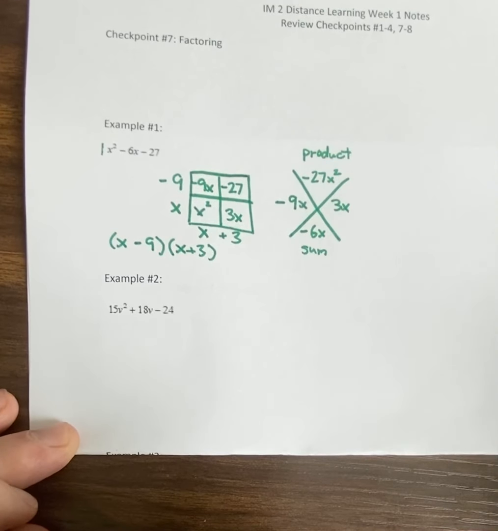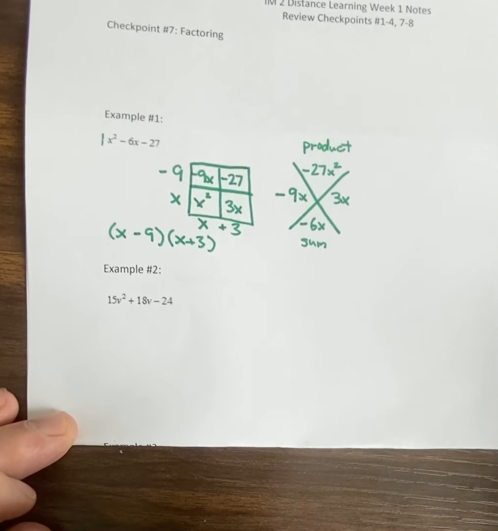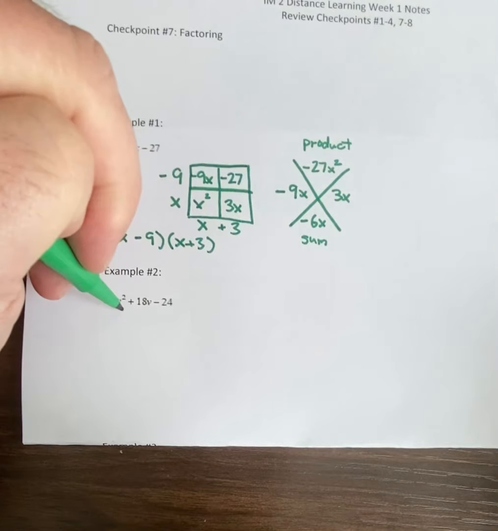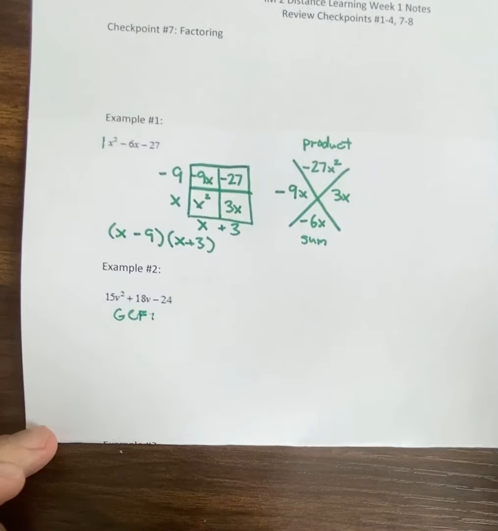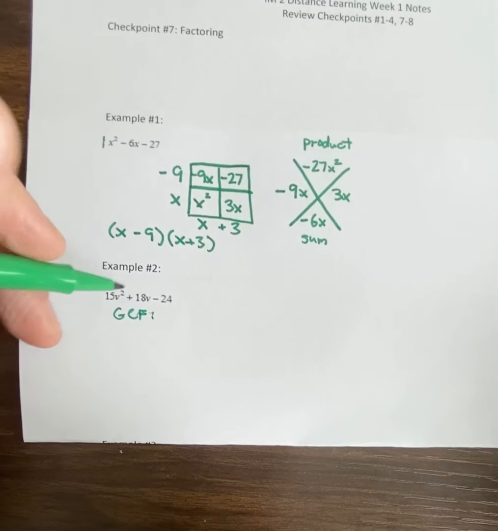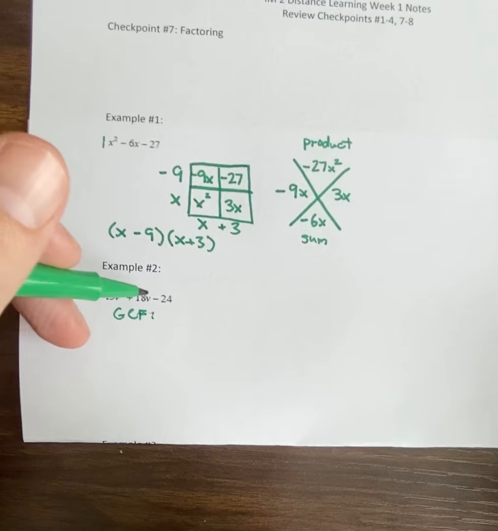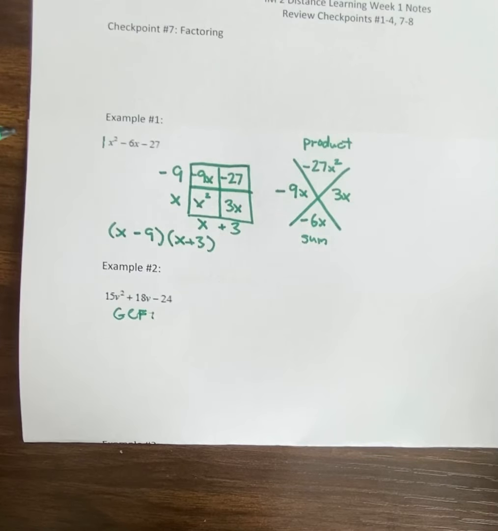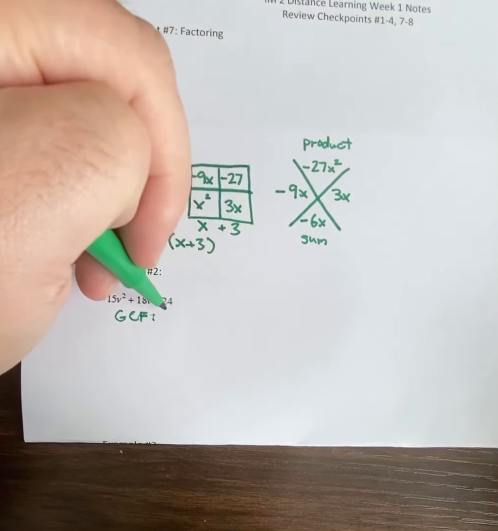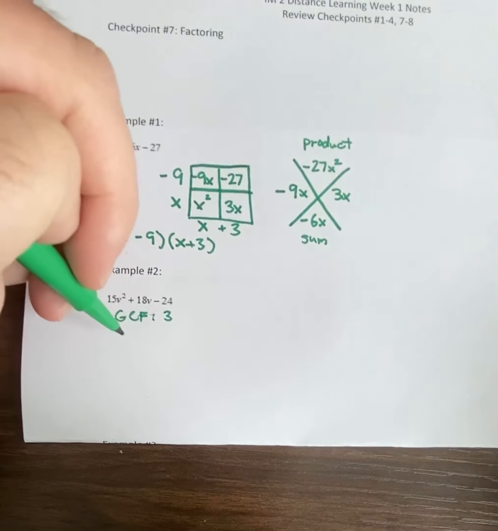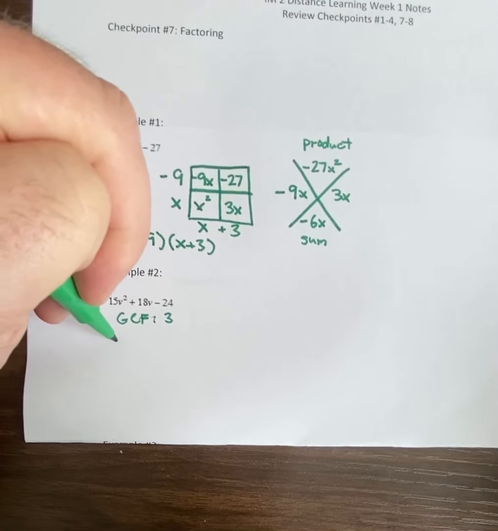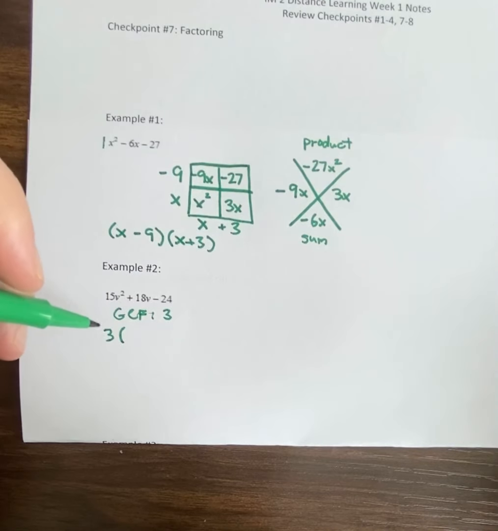All right, so let's move on to example number 2. We have 15v squared plus 18v minus 24. So remember, the first thing we want to do is check for a GCF. And in this case, there is a number that goes into 15, 18, and 24. And the largest number that goes into all three is 3. So we're going to factor out the GCF. So we're going to write 3 on the outside.